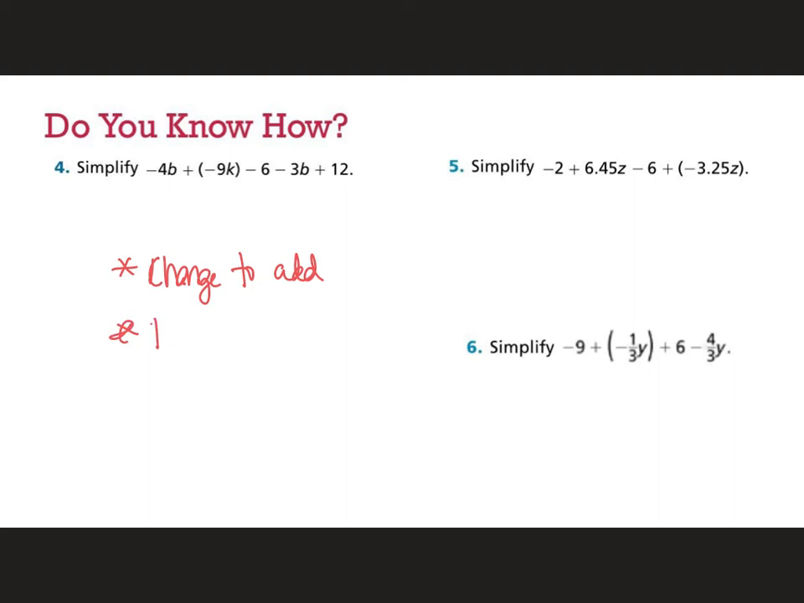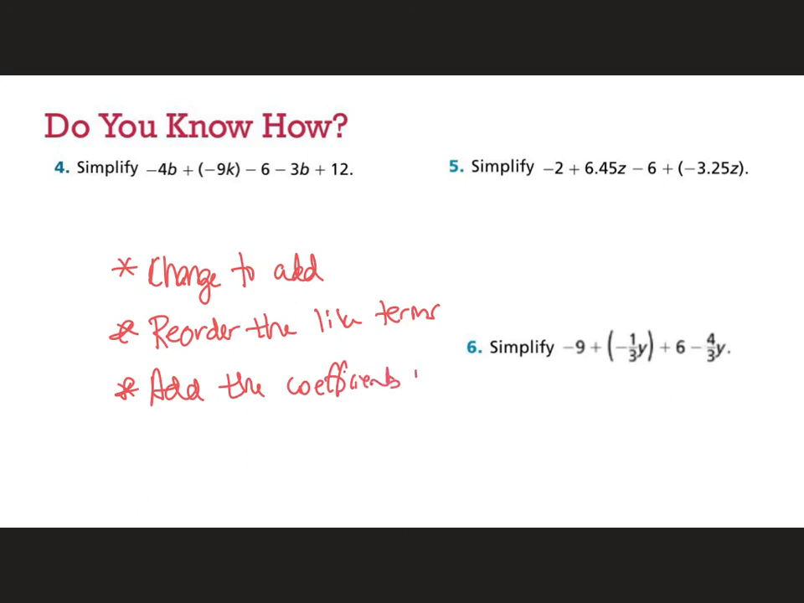Then you're going to reorder the like terms so that the like terms are together. Put all the x's with the x's, the y's with the y's, the constants with the constants. Then you are going to add the coefficients and constants. So a coefficient is a number in front of a letter, and a constant is a number without a letter.